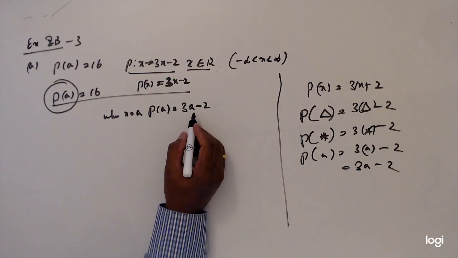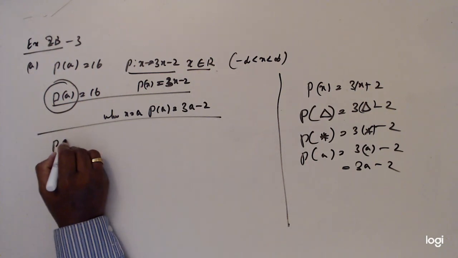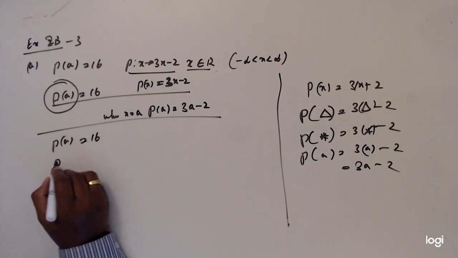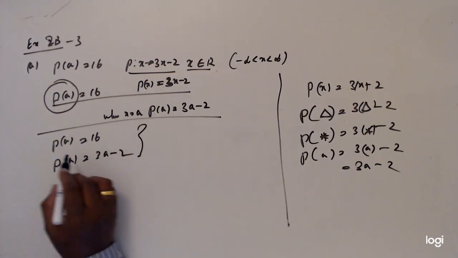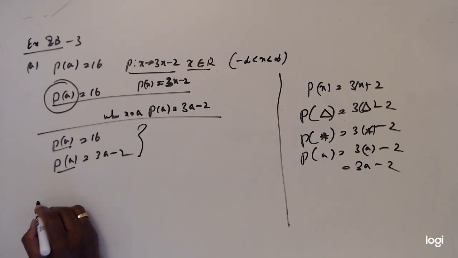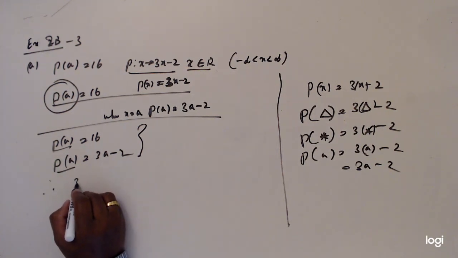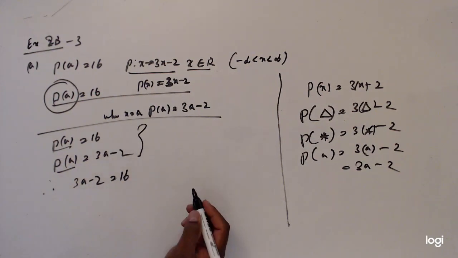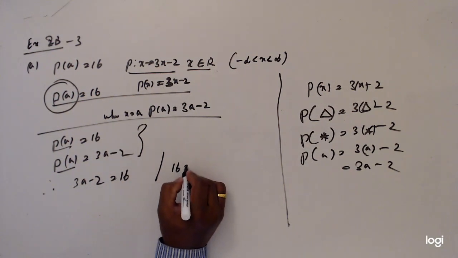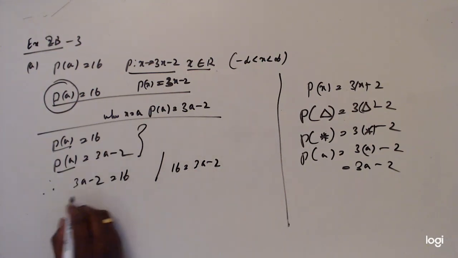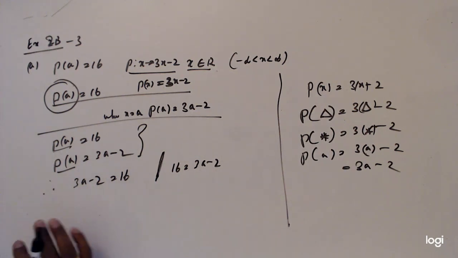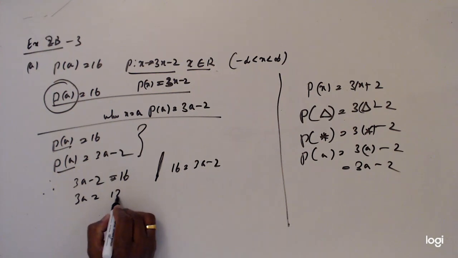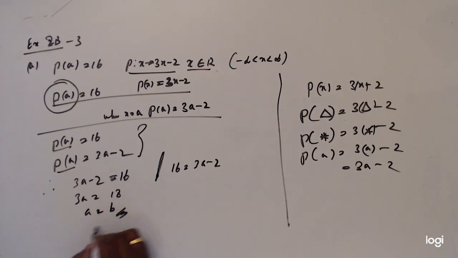So now we have two things. One is p(a) equals 16 and p(a) equals 3a minus 2. Hence, this is the same, right? Hence, 3a minus 2 equals 16. This is also right, 16 equals 3a minus 2. The way you can take is more relevant. So then this is 3a equals 18, a equals 6.